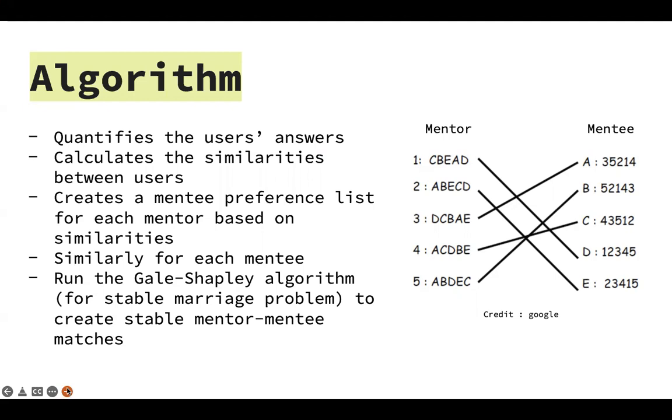Then we use this to run the Gale-Shapley algorithm, which solves the stable marriage problem. Essentially, we create a stable mentor-mentee match. At the end of the algorithm, there will be no mentor or mentee that prefers each other more than their current assigned partner.